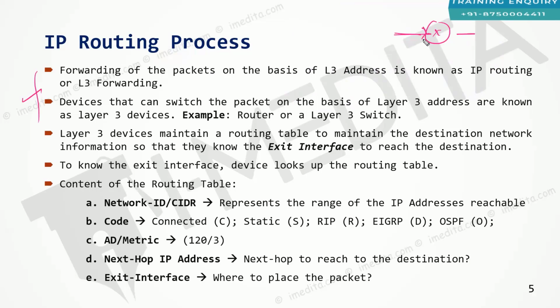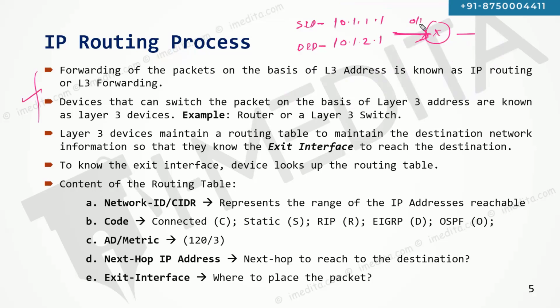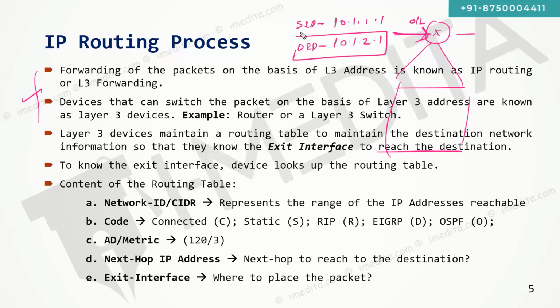Now, when the router receives a packet, the packet has the source IP of 10.1.1.1 and the destination IP of 10.1.2.1. This is the source IP of the packet, and this is the destination IP of the packet. When the router receives a packet on one of its interfaces, it has to decide how to forward that packet. The router looks at the destination IP 10.1.2.1, and checks: do I have a route to reach that destination or not?